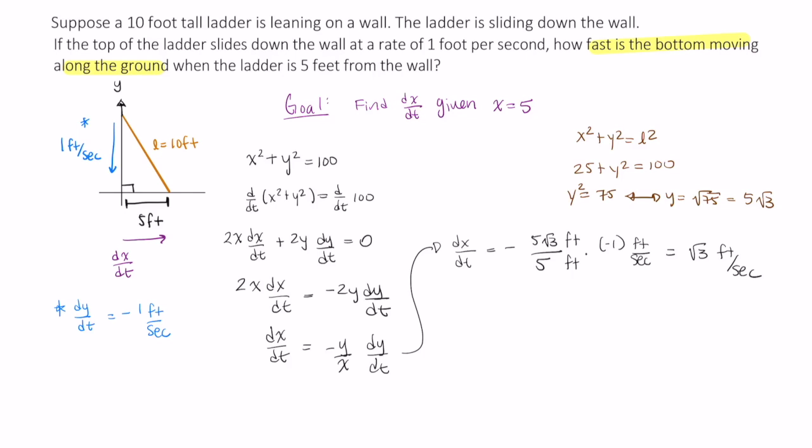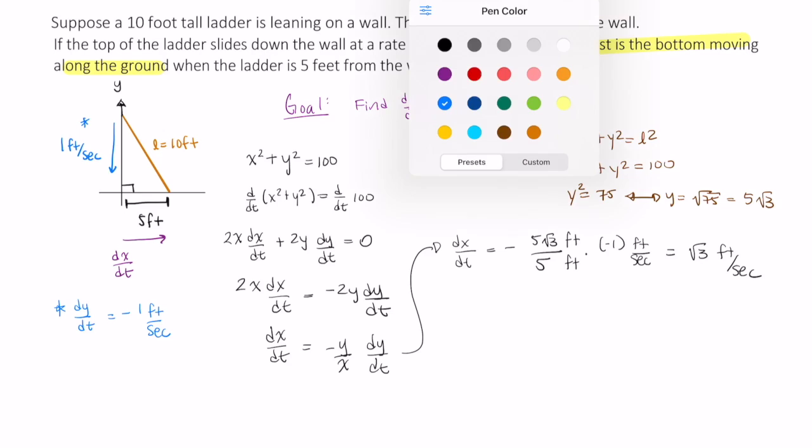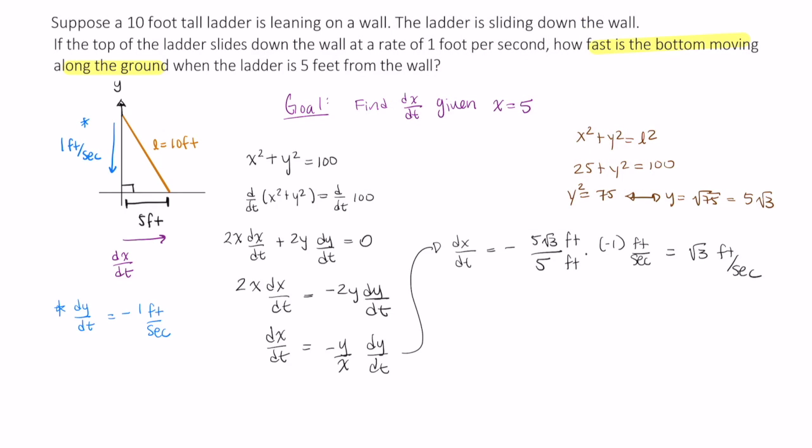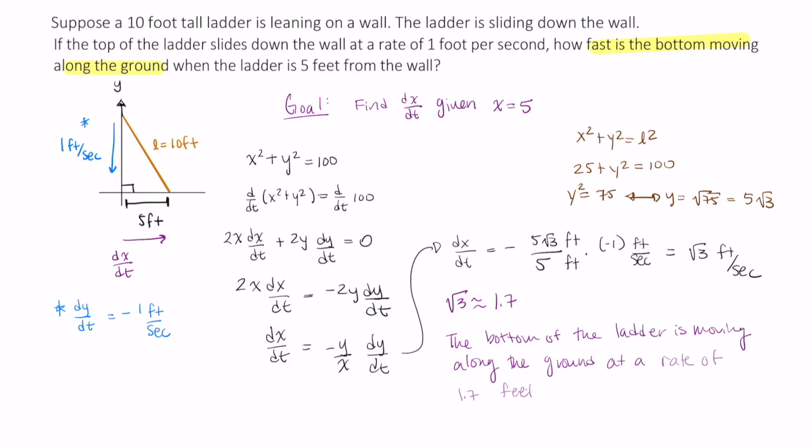Now, clearly, none of us would speak to another person this way. We wouldn't say, oh, this ladder is moving at a rate of root 3 feet per second. None of us talk like that. So let's go back and let's just quickly rewrite this. Root 3 is approximately 1.7. So if I were to communicate this to someone, I would say the bottom of the ladder is moving along the ground at a rate of 1.7 feet per second.